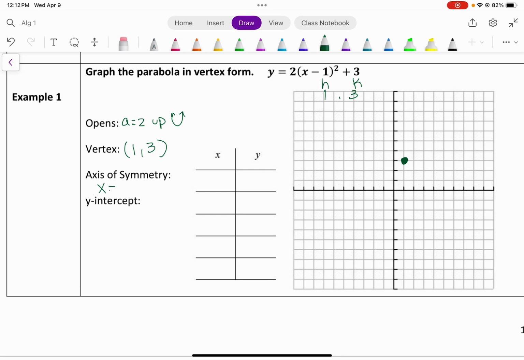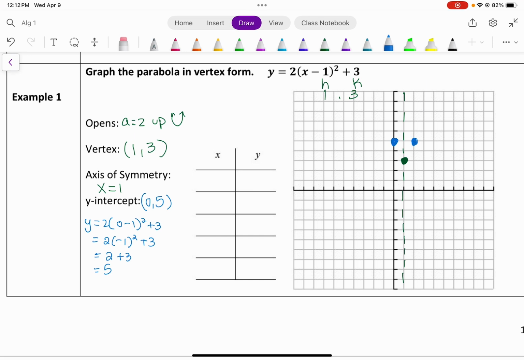Well, my axis of symmetry is where x equals 1, because again, I know that my axis of symmetry intersects my vertex. Now my y-intercept, my equation doesn't tell me that. So I know that that's the point where x is 0, which means I can substitute 0 in for x. And then I'm just going to use my order of operations to evaluate this. I know that 1 squared is a positive 1, so then 2 plus 3 is 5. There's my y-intercept, the point 0, 5. And then I can mirror that to find another point, 2, 5.